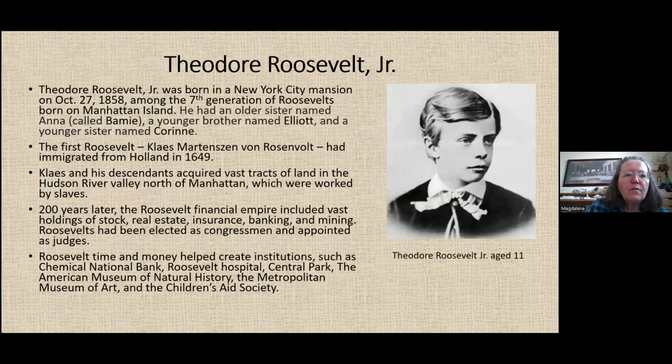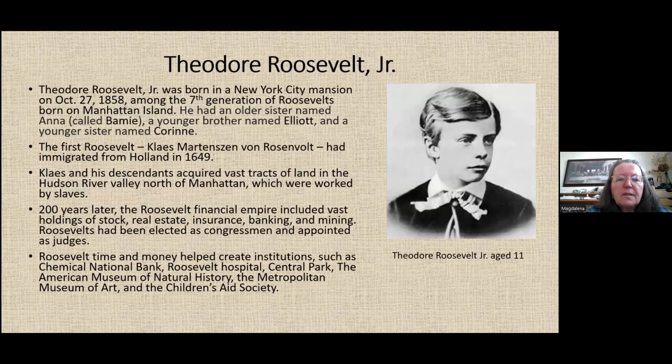So Theodore Roosevelt was born in a New York City mansion in October 1858, among the 7th generation of Roosevelts born on Manhattan Island. He had an older sister named Anna, a younger brother named Elliot, and a younger sister named Corinne. The first Roosevelt, Klaas Martensen van Roosevelt, had immigrated from Holland in 1649.